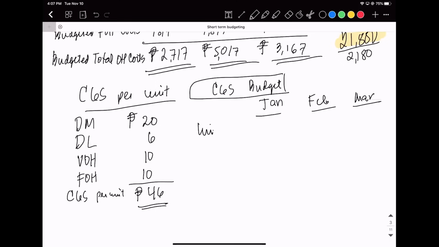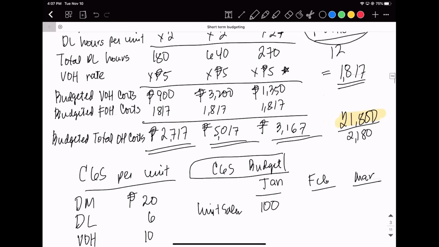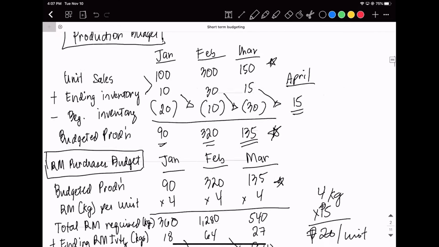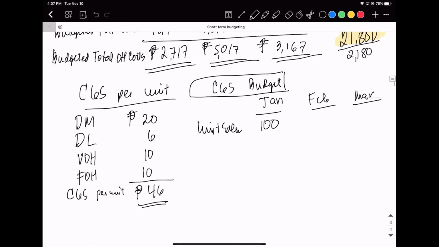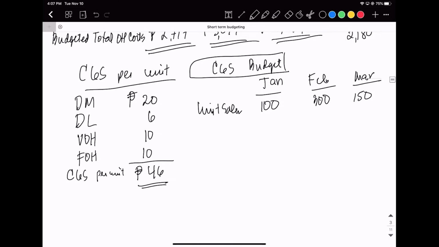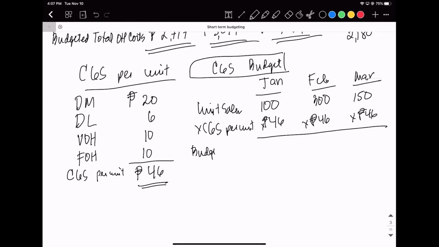Okay, so we have unit sales. Okay, so here, 100, no? 100 yun. So 100, 300, and 150. Okay, so ilan CGS times mo lang yan. CGS per unit. Okay, as computed, 46, no? So times 46, times 46, times 46 pesos. Okay. So this is your budgeted CGS.